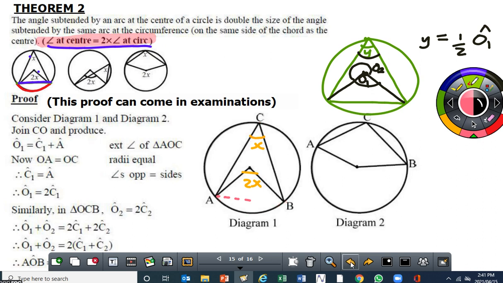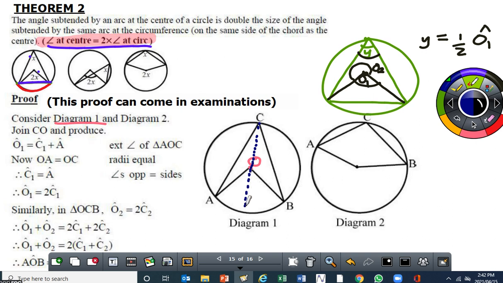So, let me make some changes to the one that I made. Forget about diagram 2, let's use diagram 1. What we do to diagram 1 is this point here is the center. So, we label it there. Please take note of that. So, we join CO and produce it. By produce we mean we draw a line beyond point O. So, we draw a line like that.